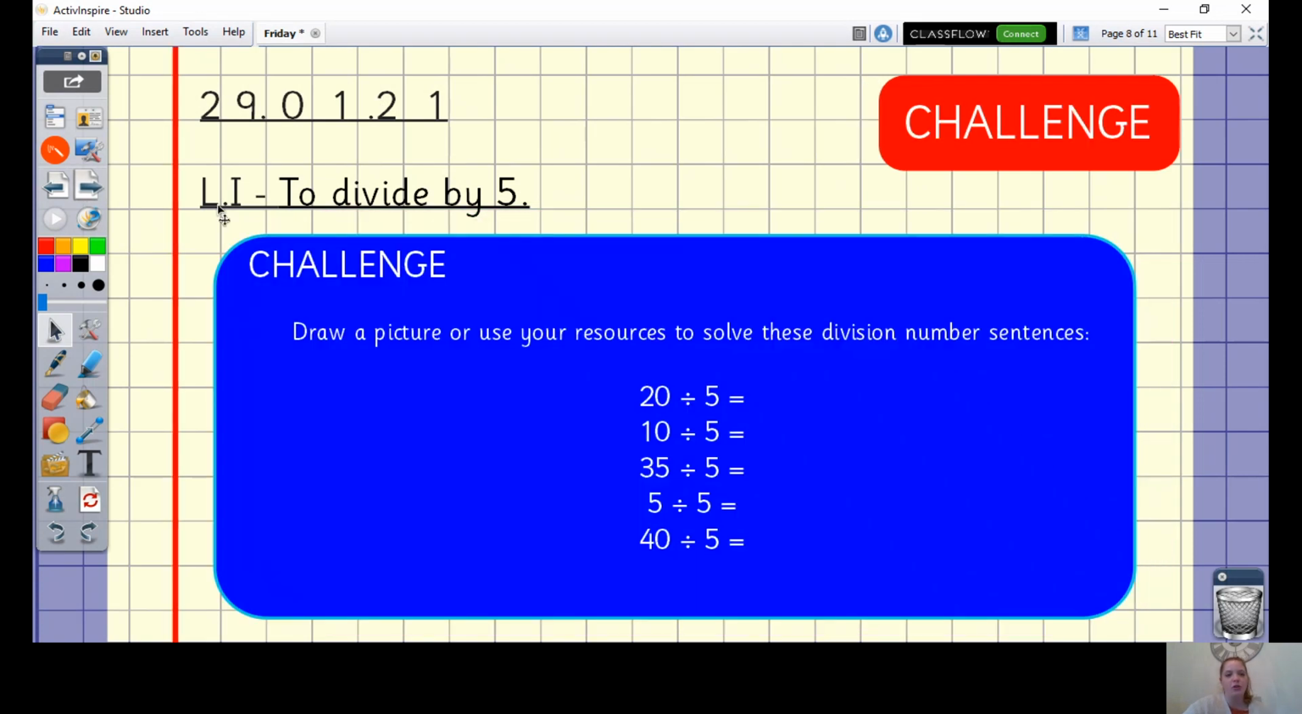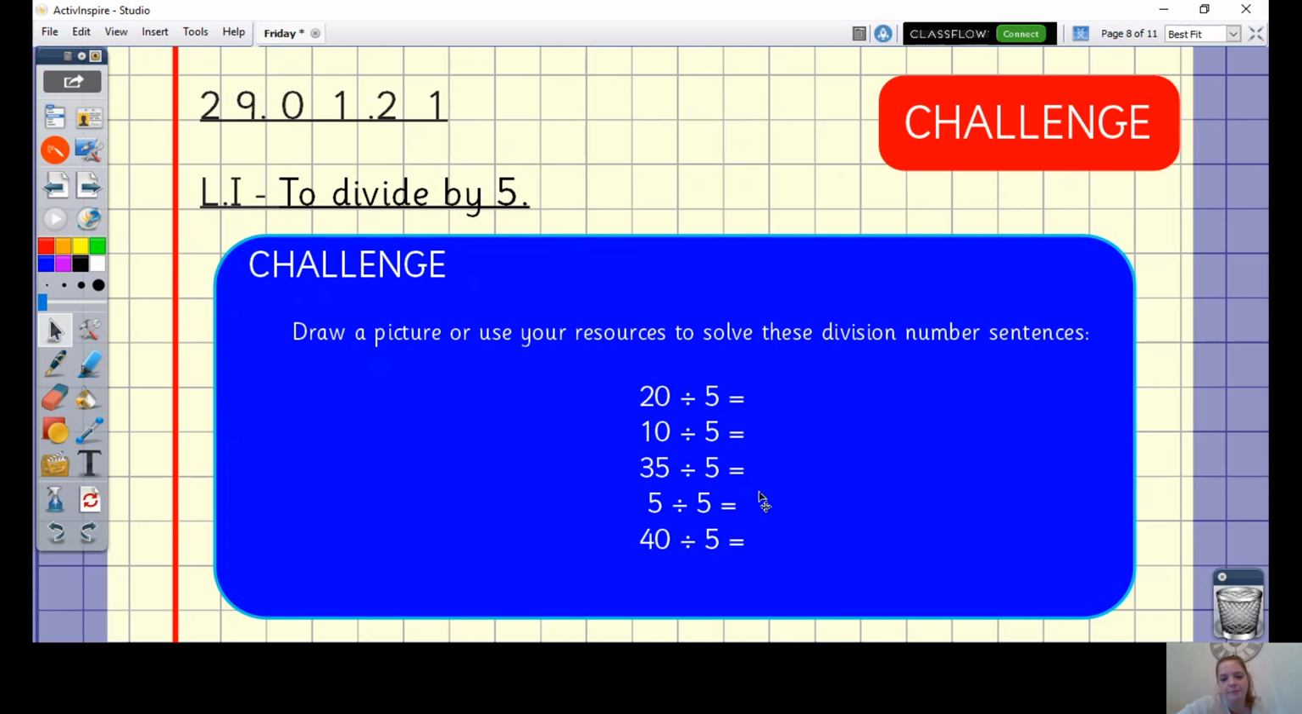Okay, so finally then, your activity is very similar to your activity that you completed when you were dividing by 2. I'd like you to either draw a picture or use your resources, use your objects at home to help you to solve these division number sentences. So all of them are dividing by 5. So we have 20 divided by 5, 10 divided by 5, 35 divided by 5, 5 divided by 5, and 40 divided by 5.